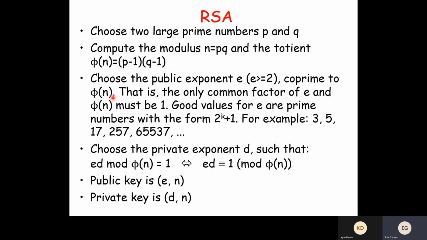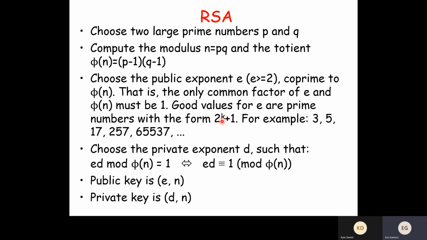There are some good values for E. When we say it has to be coprime, it means that the greatest common divisor between E and the totient has to be 1. So for example, you cannot divide both of them by 2 or by 3 or by 5 or by 7. The greatest common divisor has to be 1. Good values for E are prime numbers of this form, 2 to the power of k plus 1. Those are examples of good values of E, the public exponent.